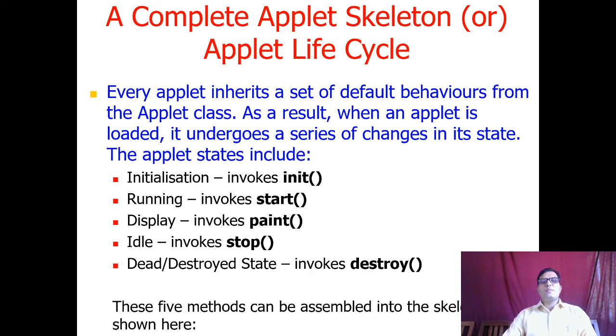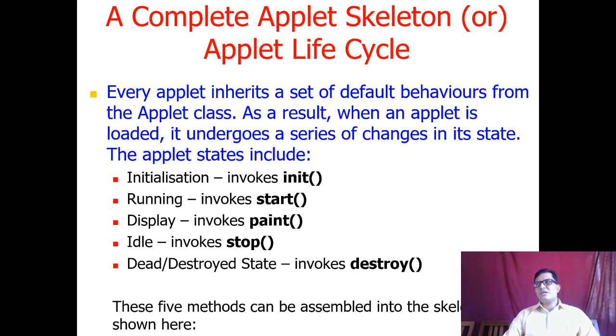As a result, when an applet is loaded, it undergoes a series of changes in its state. It means whenever you run your applet program, the program starts and goes through several stages, right? Let us see what series of changes will happen in your applet. First one is initialization. These methods are used in your applet life cycle. Initialization means you use the init method. By using this init method, whatever variables or objects you have, you initialize them.